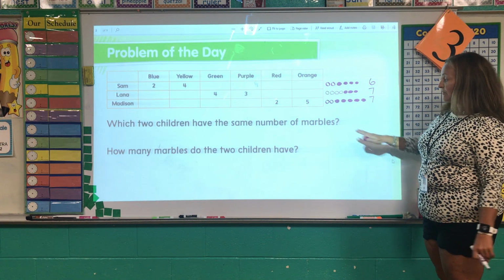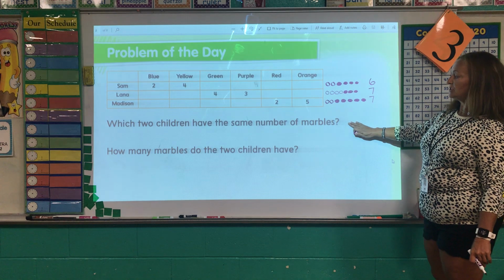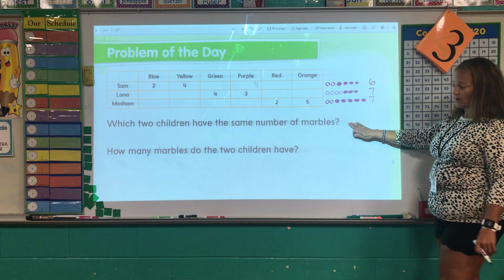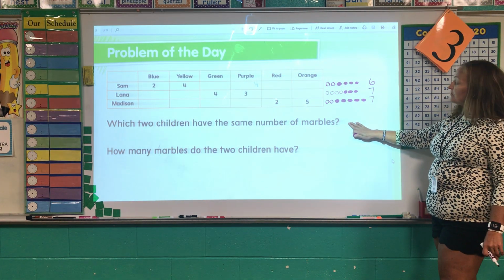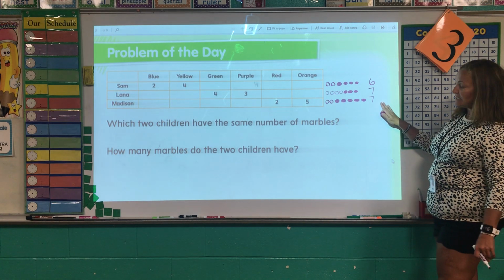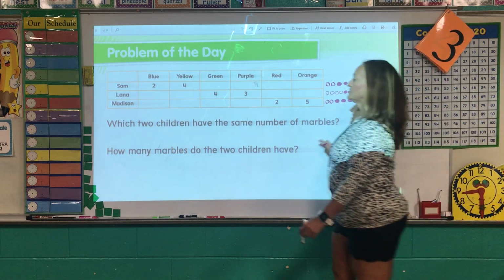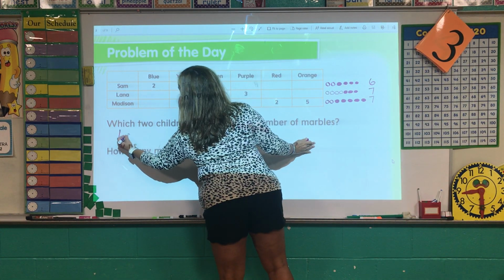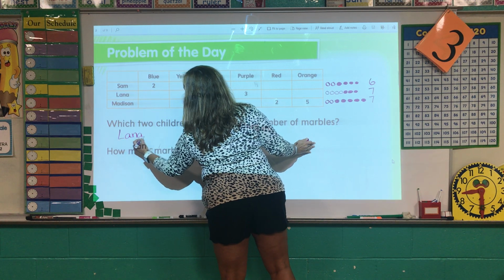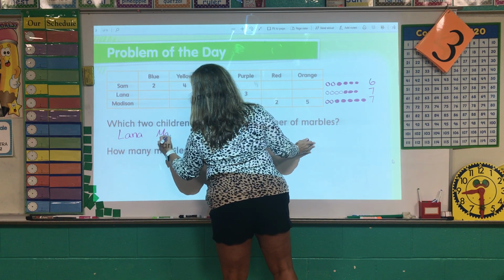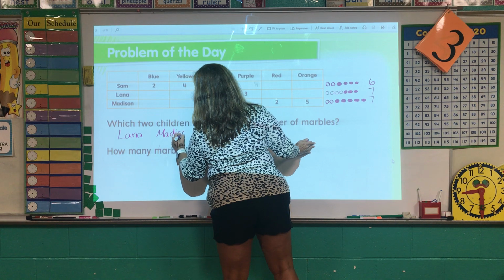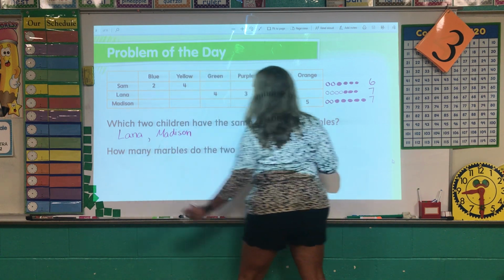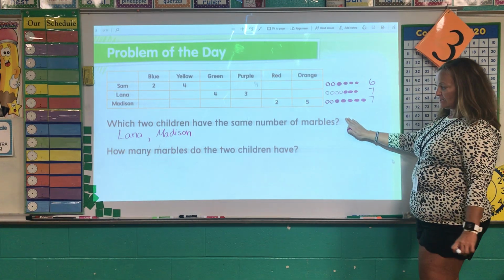So again, what I'm looking for is which 2 children have the same number of marbles. Right, Lena and Madison each have 7 marbles. So I would say Lena and Madison. They have the same number of marbles.